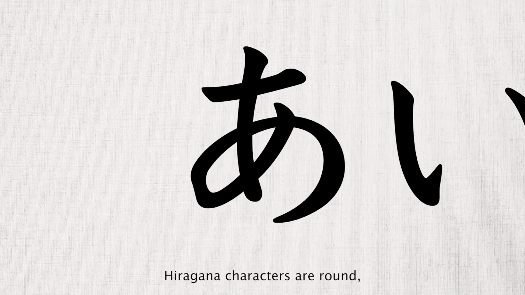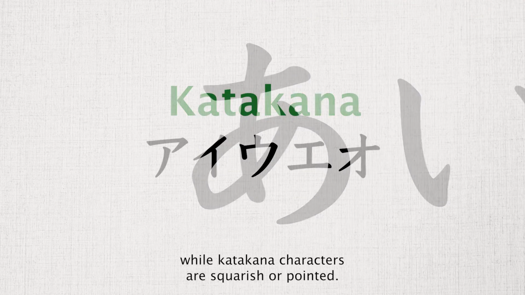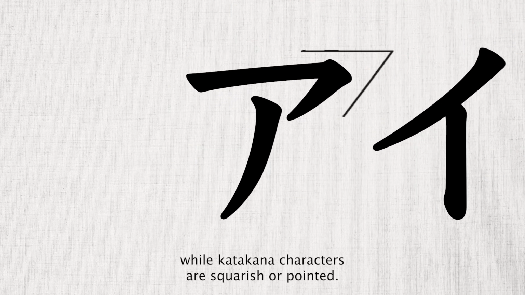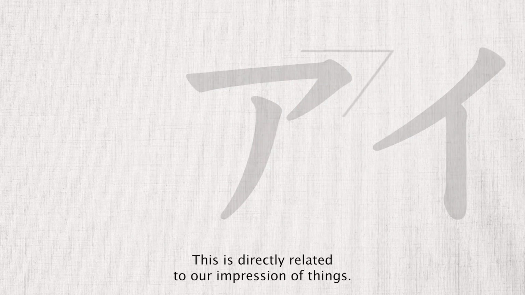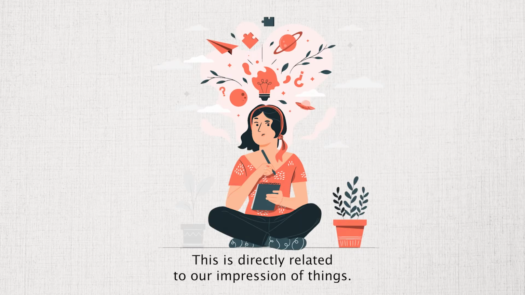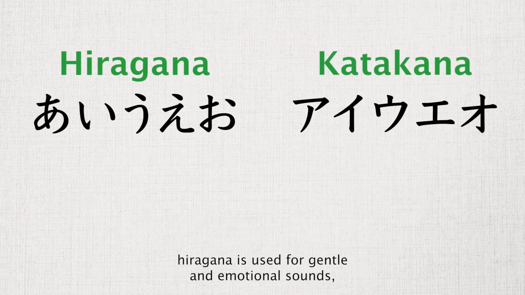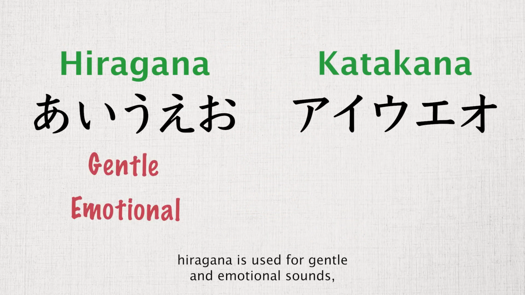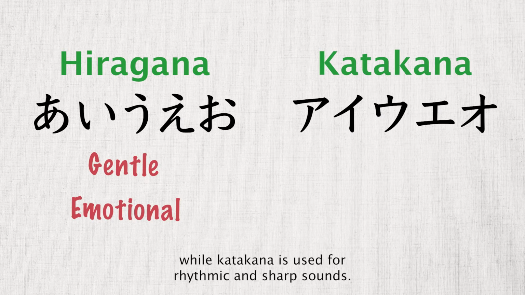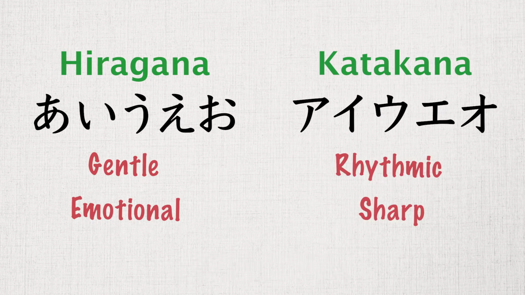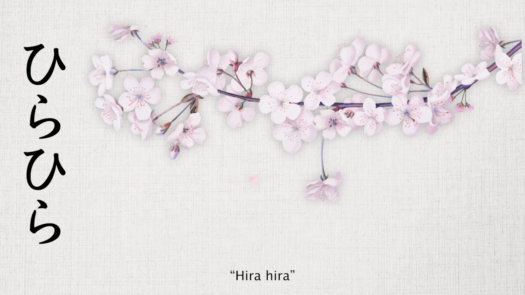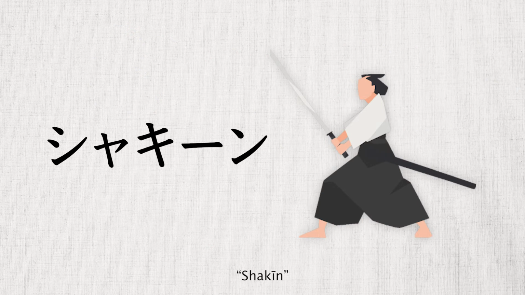Hiragana characters are round, while katakana characters are squarish or pointed. This is directly related to our impression of things. Among onomatopoeia, hiragana is used for gentle and emotional sounds, while katakana is used for rhythmic and sharp sounds. Hira Hira, Shakin.